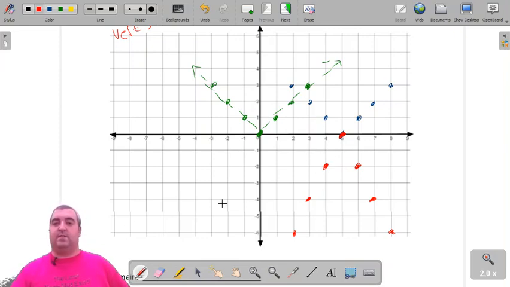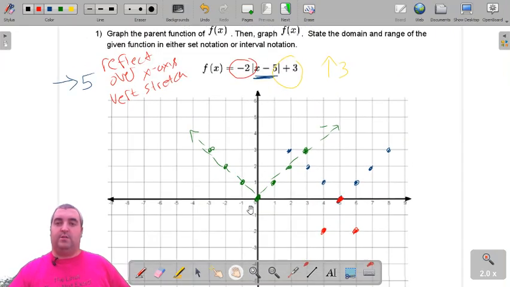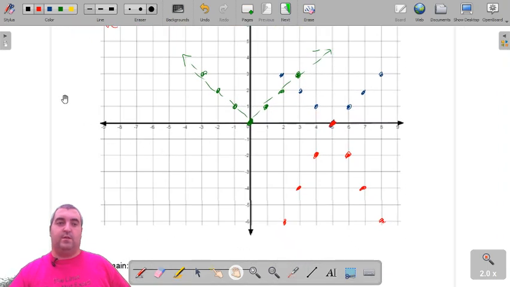So now this V gets a little bit narrower. Alright, so now, going back up, the last thing we have to do is shift it up 3. So I'll do that in yellow. So we just take all our points, move them directly up 3.